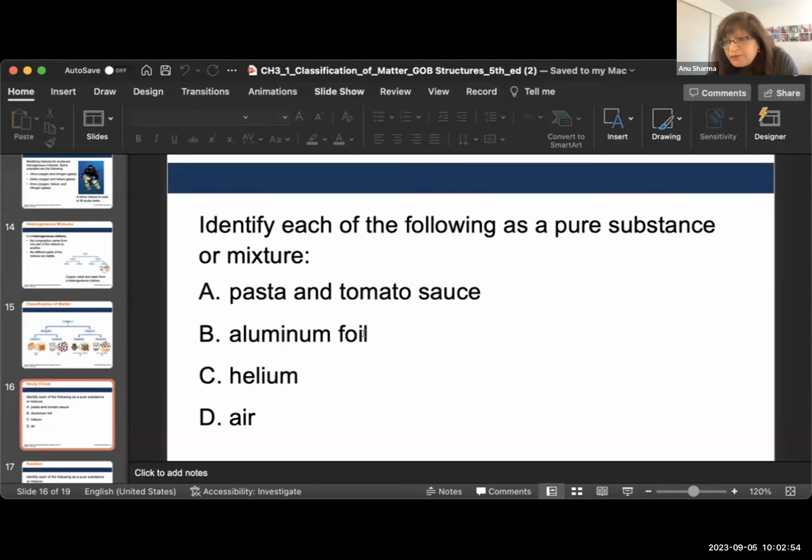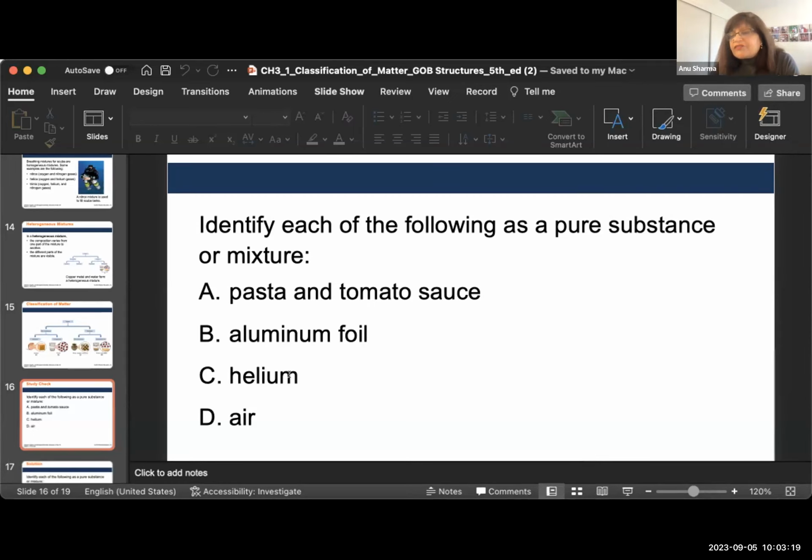Aluminum foil. Mixture or a compound or a pure substance? Aluminum foil is made up of only one type of particles. It's a pure substance. Okay, aluminum foil is a pure substance. It's made up of only one type of particles, and those particles are called atoms.